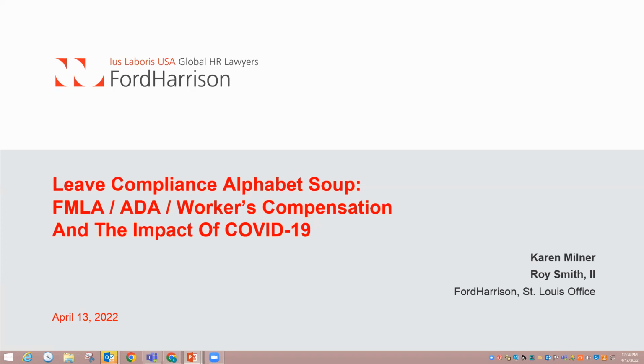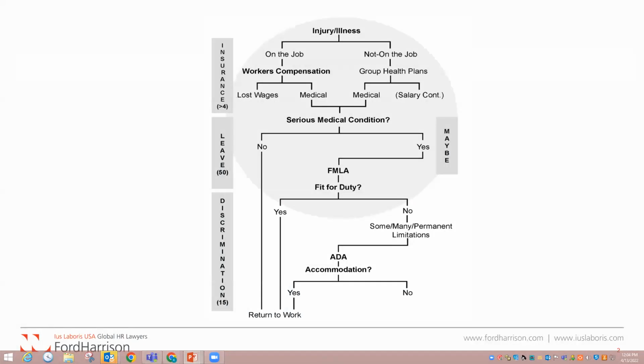Because COVID-19 is the newest challenge in this area, I'm going to start by talking specifically about COVID-19 and how that impacts an employer's obligations. And then Roy is going to give a very good primer on each of the laws and how they interact. So this flow chart that we have here is a template, an overall analysis that you can use.